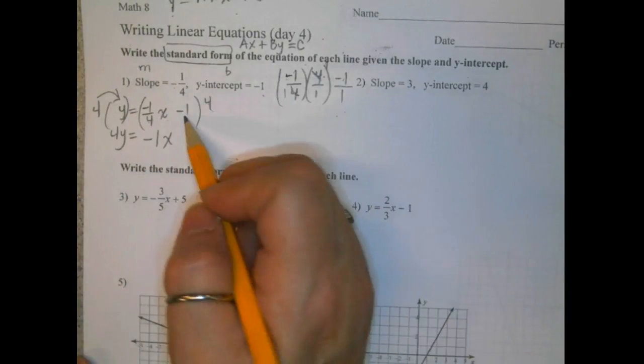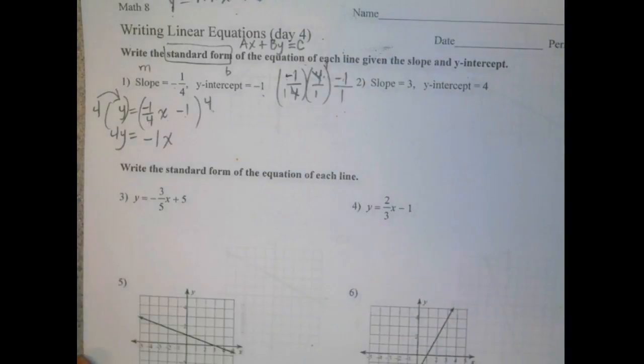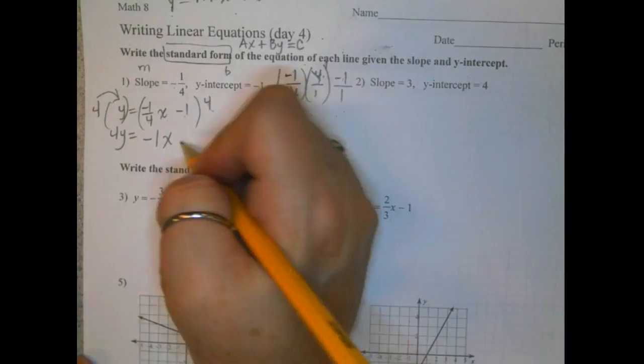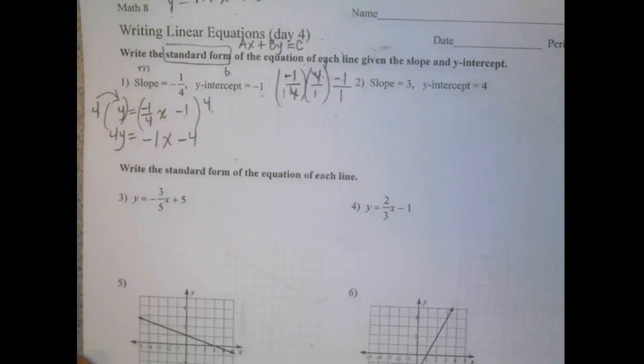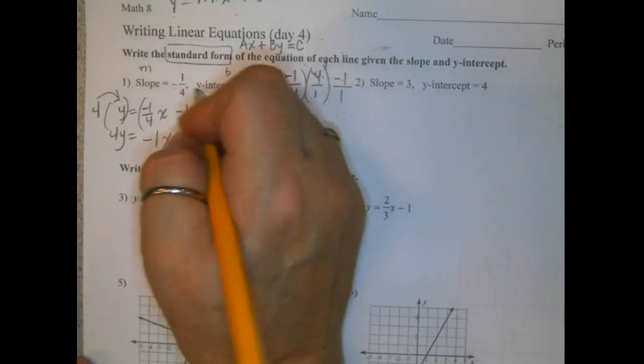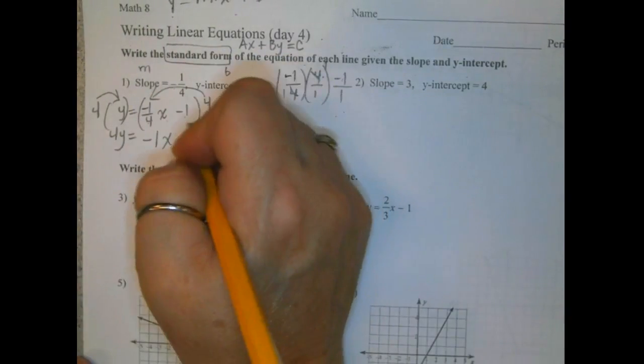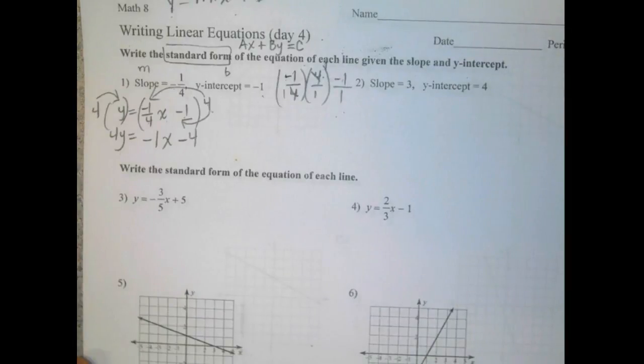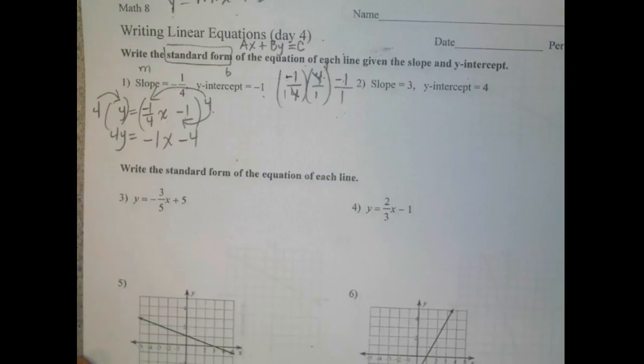So what is negative 1 times 4 now? Negative 4. I am multiplying 4 times this and then 4 times this. Distributive property. So all I did was use the distributive property on both sides.